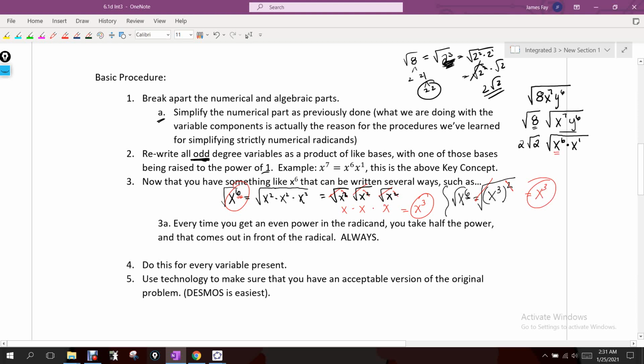Okay, that's where we get down here to this argument. It says every time you get an even power in the radicand, you take half the power, and that comes out in front of the radical. And that always is the case.